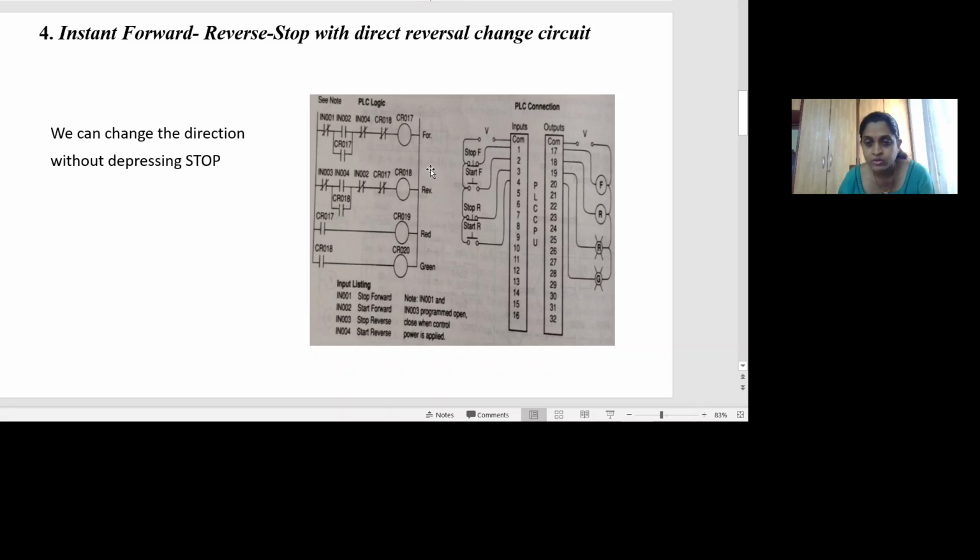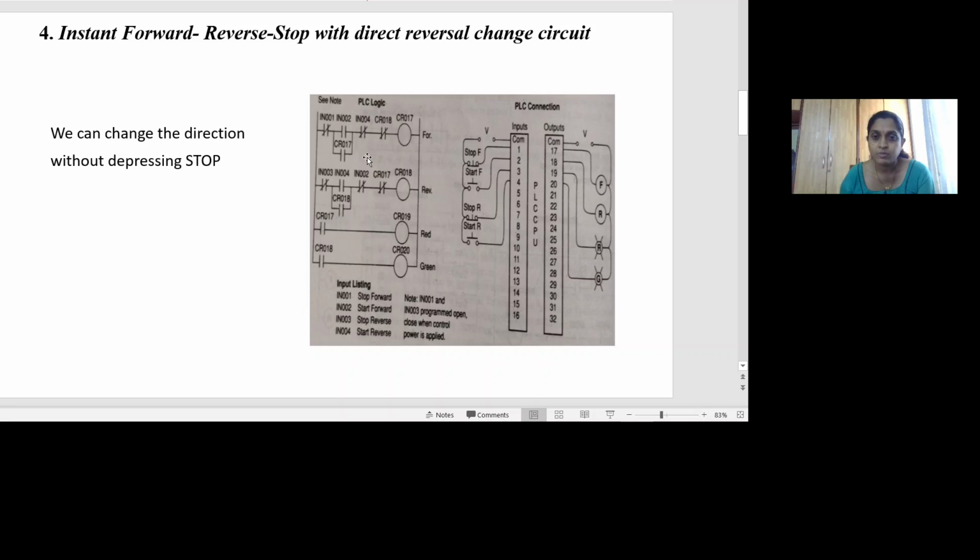Now, coming to the operation. I think now it's clear about the connections and the ladder diagrams and why I use each contact. The purpose of each and every contact is clear to you. Now, we'll move on to how this ladder logic works here.